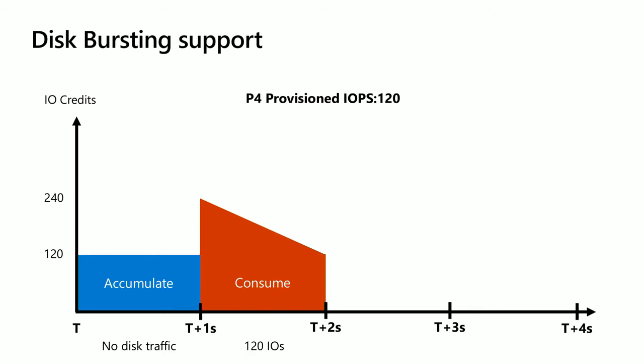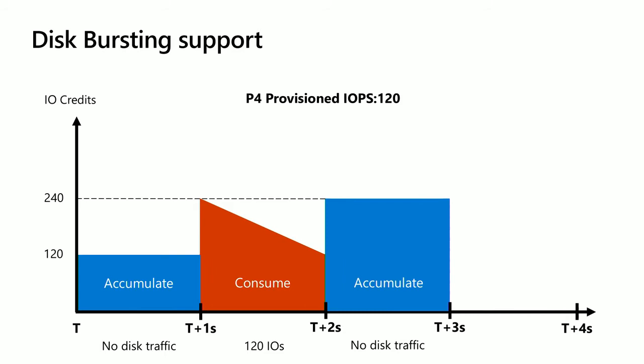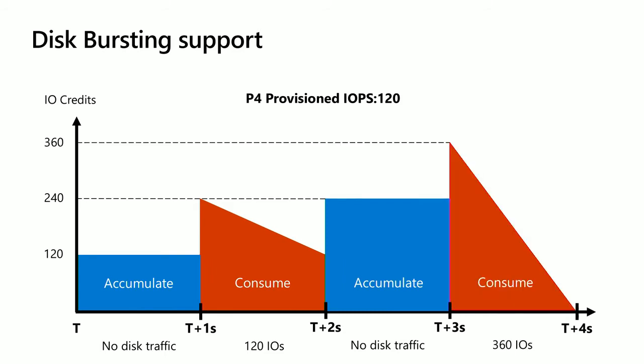Then, in the next second, I'm going to hit my disk at 120 IOPS, so basically hit exactly at the provisioned IOPS. So my credits in the bucket remain 120 because I got 120 and then I spent 120. In my third second, there's no more disk traffic, so I accumulate an additional 120 credits. Then I'm going to issue 360 IOPS, so basically, it's going to drain all the credits from my credit bucket. This is an abstraction of how bursting will work in a simulated scenario.